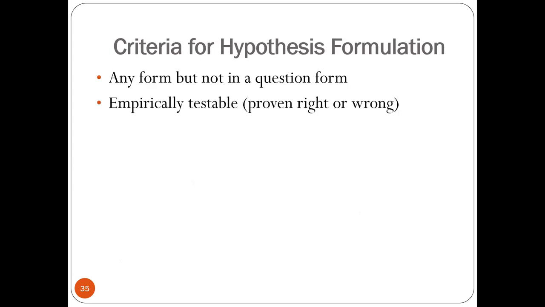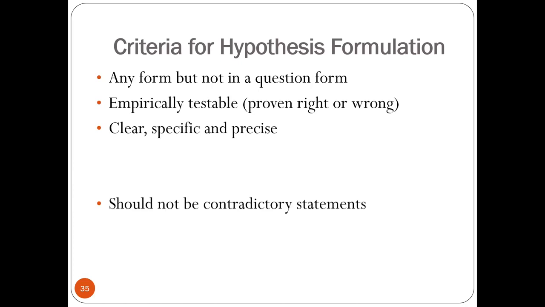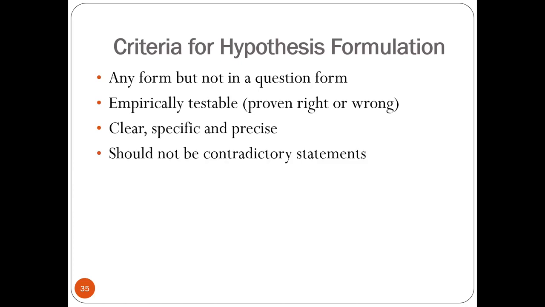It should be empirically testable, so you can establish the right and the wrong. That's why you have what we call the null hypothesis and the alternative hypothesis. You must let us know what is the right thing and what you want to achieve, and the wrong. You must give us a clear, specific, and precise statement. And it should not be a contradictory statement. It shouldn't be double-barreled. That's why I emphasize that if the objective is double-barreled, your hypothesis is going to be double-barreled. And at the end of the day, it will be very difficult for someone to know exactly what you're trying to look at. So don't give a double-barreled research hypothesis.